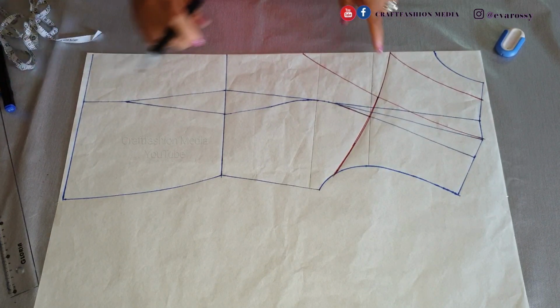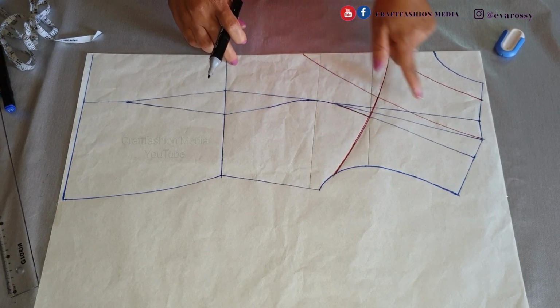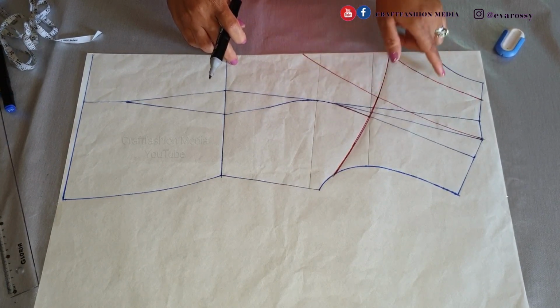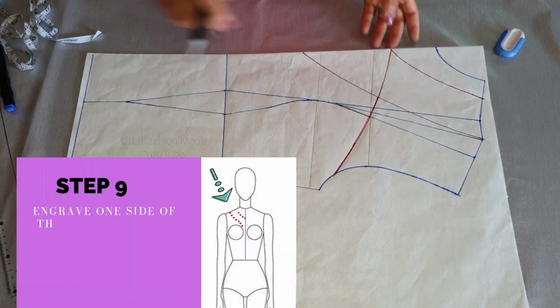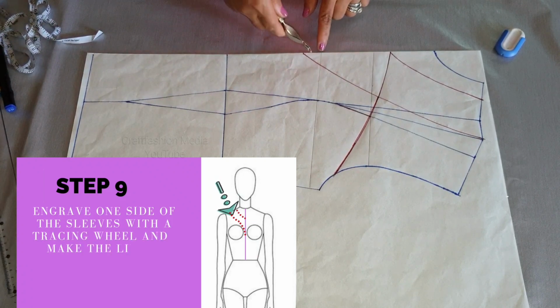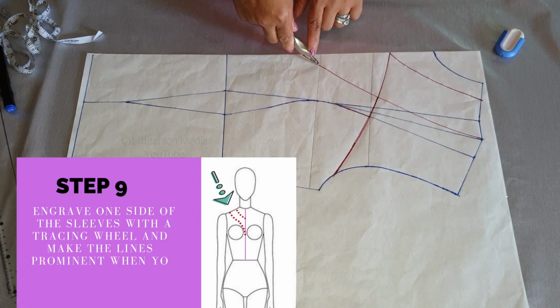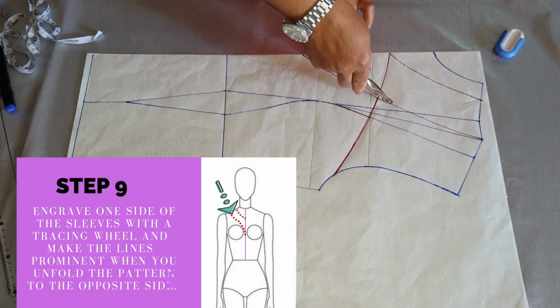Now let's engrave the sleeve on the other side of the pattern paper that we have. You remember it unfolds, so I'm going to engrave the top side towards the underneath, so that when I unfold it, I'm going to make the lines prominent and our sleeve will be formed.